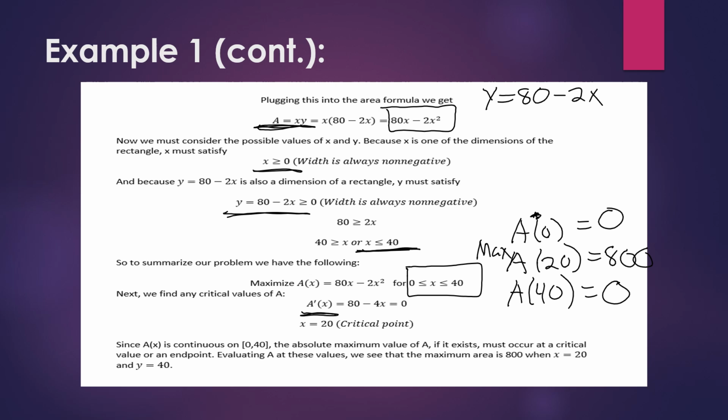And now what's nice here is I also know the relationship between x and y. y is 80 minus 2x, and if x is 20, then my y has to be 40. And that's what we're seeing below. We get a maximum area of 800 when x equals 20 and y equals 40. So that would be our answer to the question. We're going to build a fence that's 20 by 40, where the wood inside is the 20, and the maximum area we'll get is 800.